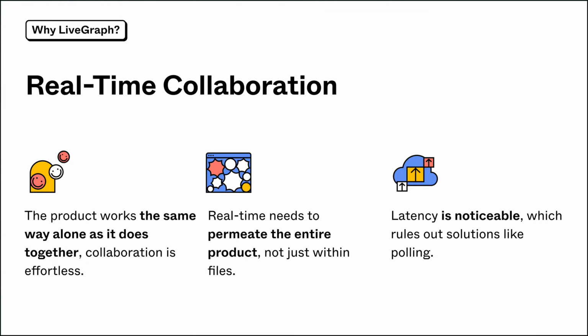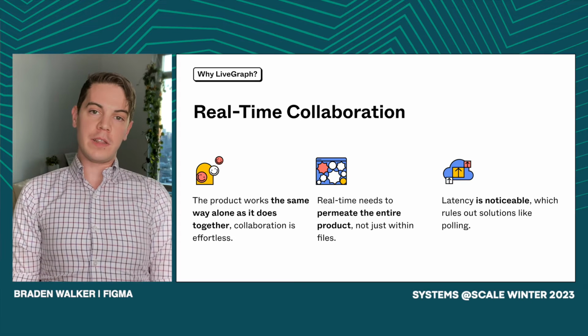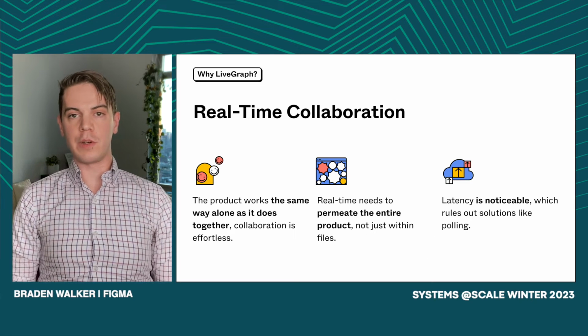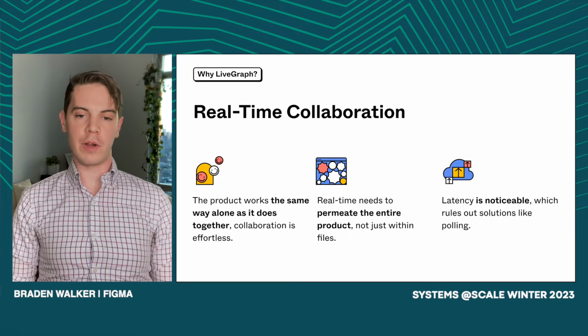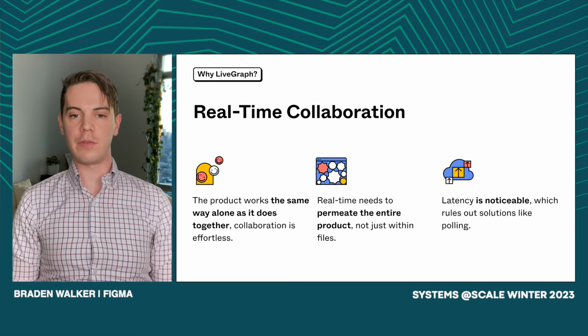So real-time collaboration is really important to us. This is everywhere in the product. We want it to work the same way alone as it does together. We want collaboration to feel effortless and natural. We need this to permeate the entire product surface. So we don't want this just to be within files, but everywhere within the product so that it feels alive.